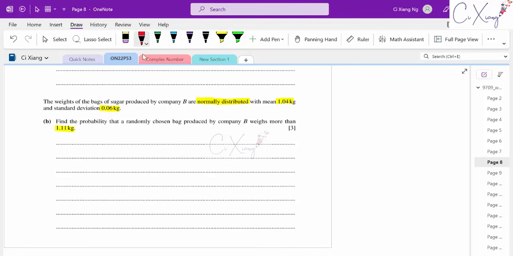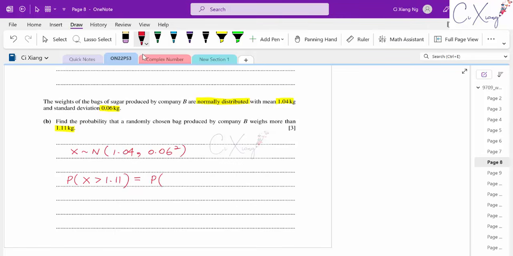Since X is normally distributed, X means the weight of bags of sugar produced by company B, where the mean is 1.04 and the standard deviation is 0.06. When we write the parameter of the normal distribution, we should put it as the variance, so 0.06 squared. They want us to find the probability that X weighs more than 1.11, so X greater than 1.11, and it is normally distributed.